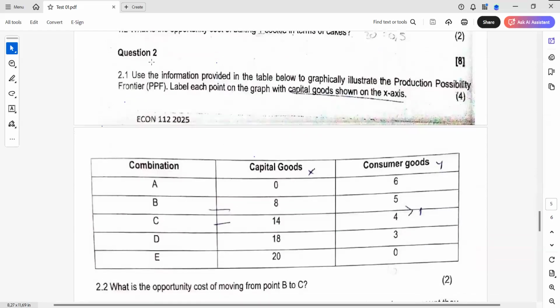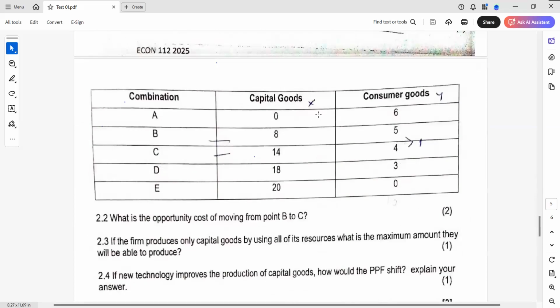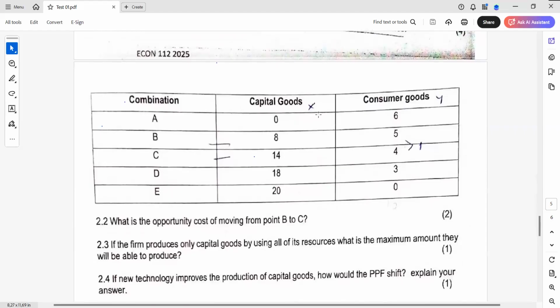Okay, now question 2. Use the information provided in the table below to graphically illustrate the production possibility frontier. Label each point on the graph with capital goods shown in the x-axis. Okay, so they want us to draw the production possibility frontier. So let me just get my pen.